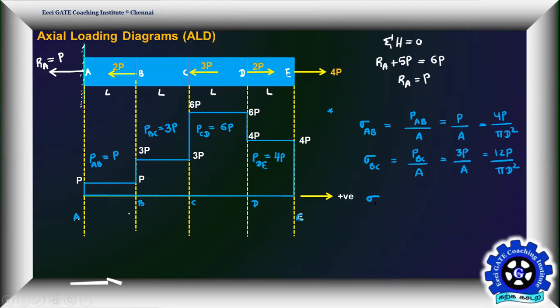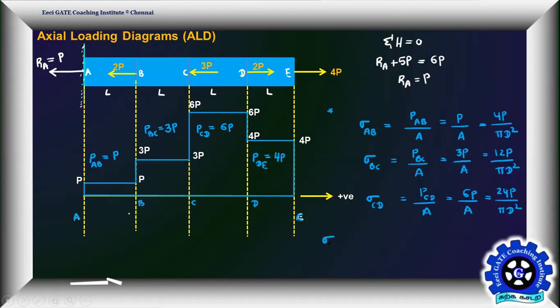Sigma CD. PCD by area of cross section. What is PCD? 6P by A, which means 24P by pi d square.